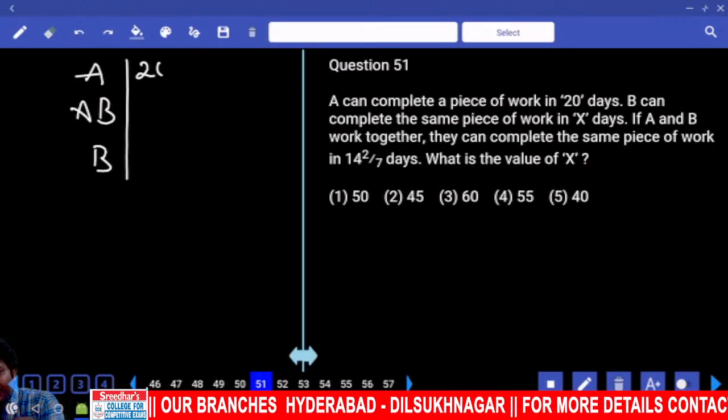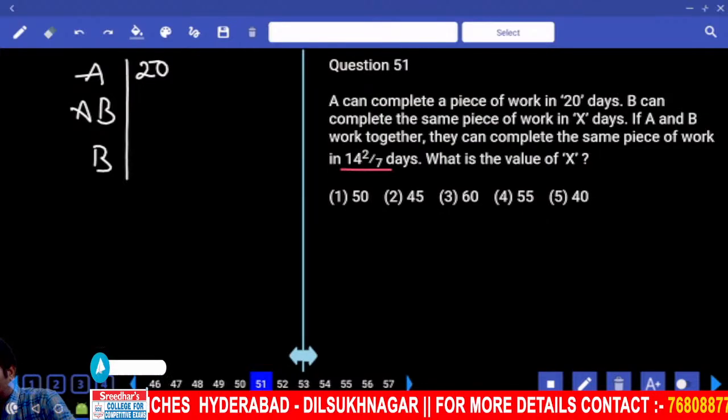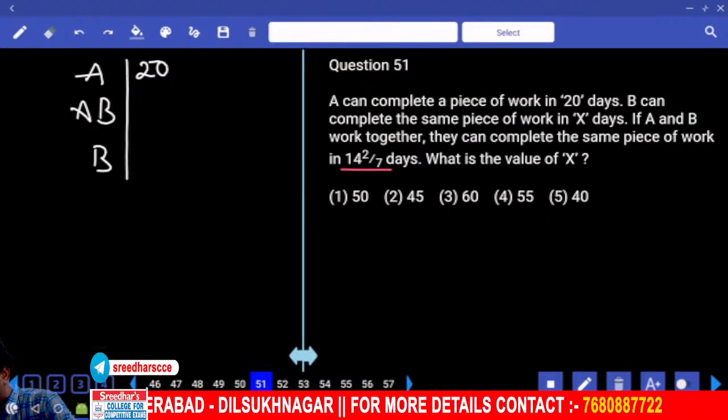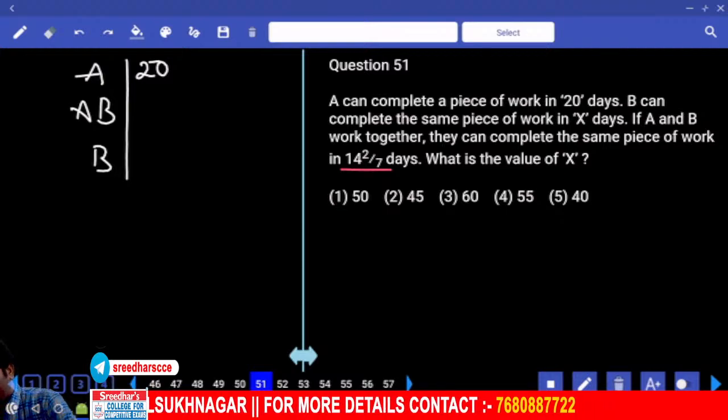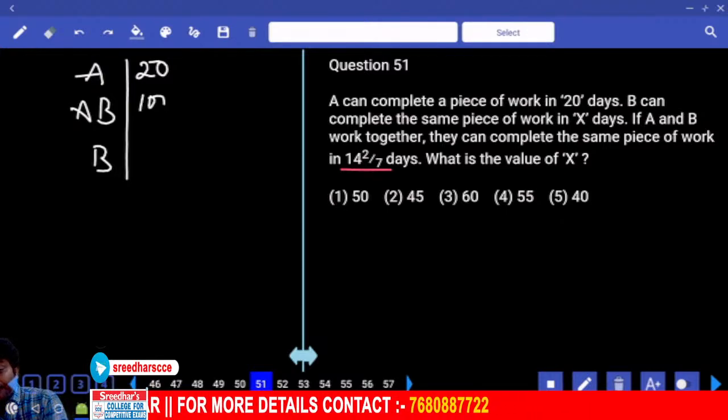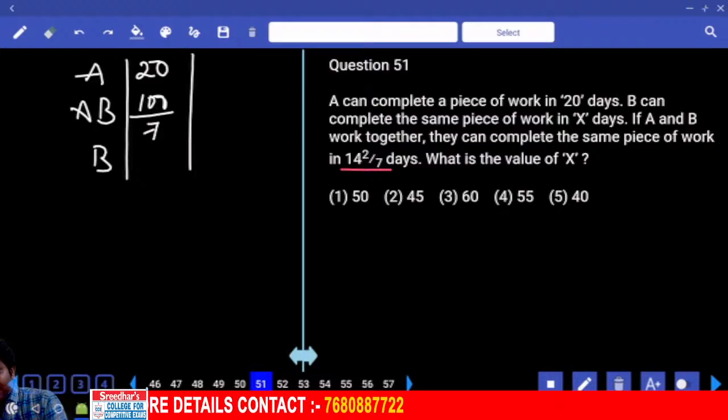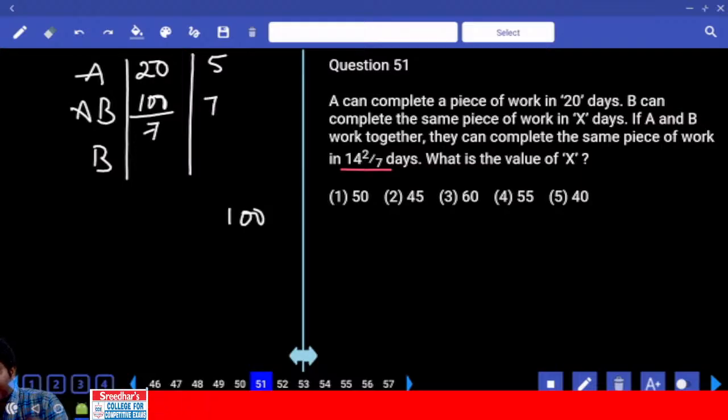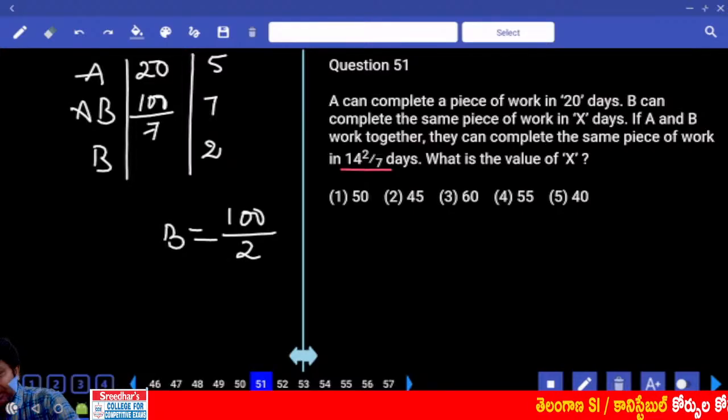With A and AB, we can calculate B. A can do it in 20. 14 2 by 7, improper fraction, convert mixed fraction to improper, is 100 by 7. LCM is 100. A does 5, AB does 7. Then B does 2. B can complete the total work in 100 by 2, which is 50. This is one way.